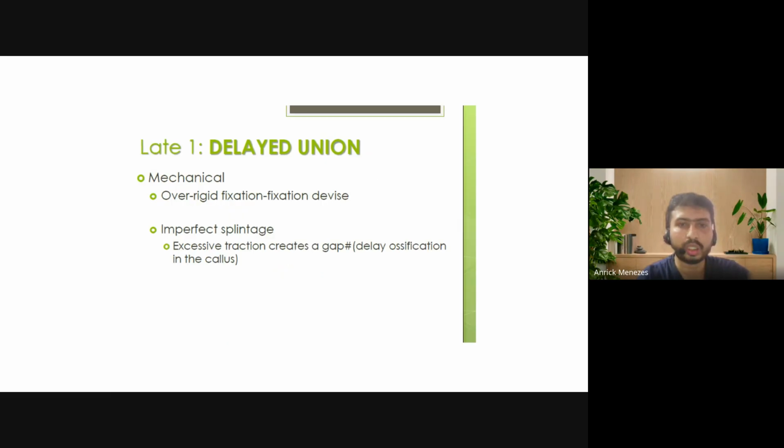Mechanically, an over-rigid fixation device or imperfect splintage. One example is a rigid compression plate, which takes the complete load; it is an example of a stress-shielding device. If the bone is not loaded over a period of time, the union won't happen, it will be delayed. Improper splintage or excessive traction creates a gap or delays the ossification in the callus formation.